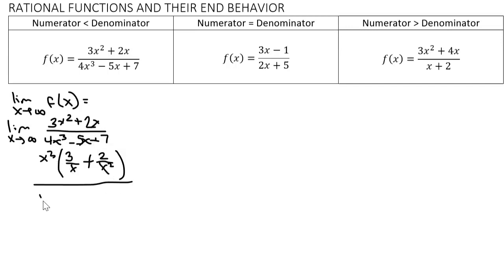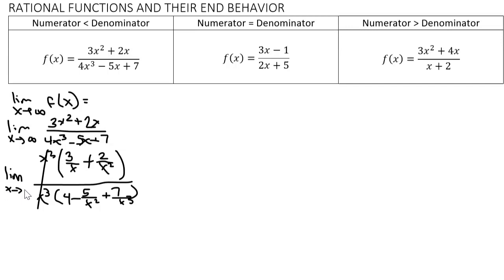In the denominator, if I repeat that process, I'm going to get 4 minus 5 over x squared plus 7 over x cubed. These are going to cancel, and so I'm basically evaluating the limit of everything that's been left behind.